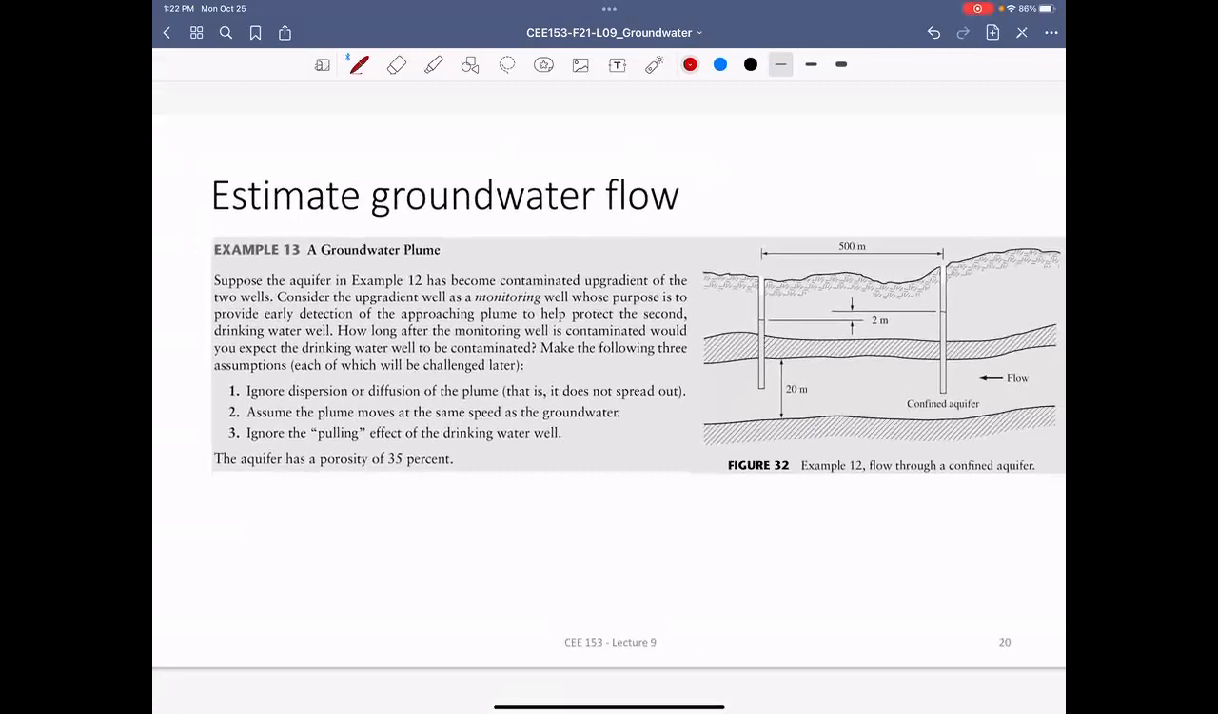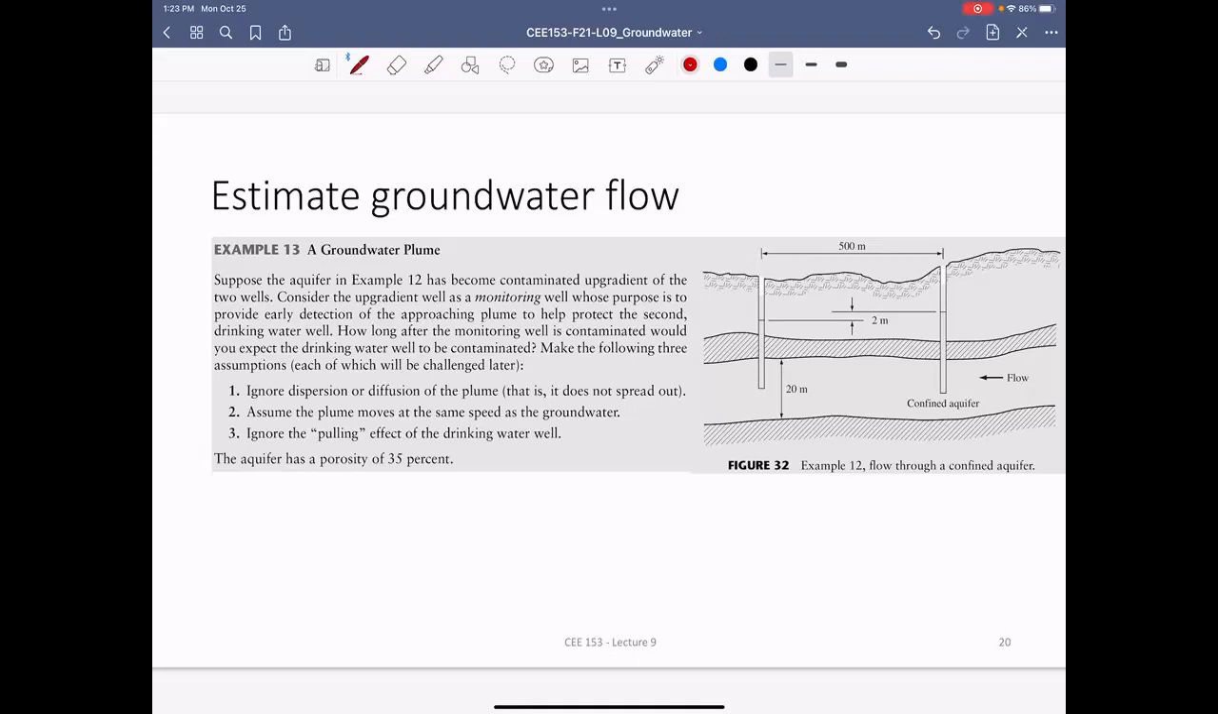Suppose the aquifer in example 12 has become contaminated upgradient of the two wells. Consider the upgradient well as a monitoring well whose purpose is to provide early detection of an approaching plume to help protect the second, drinking water well. So all it's saying is the second well is a drinking water well, and the first well is more like a monitoring well to see when you have pollution. How long after the monitoring well is contaminated would we expect the drinking water well to be contaminated?